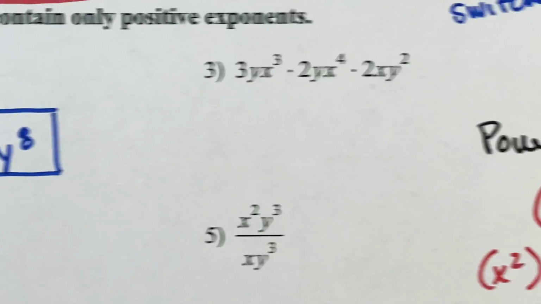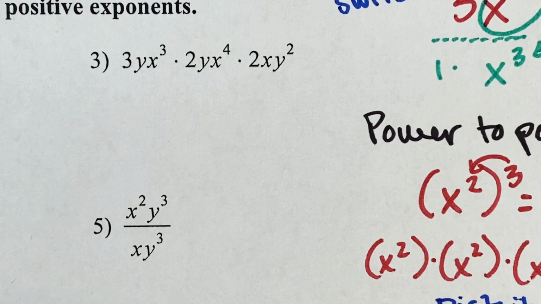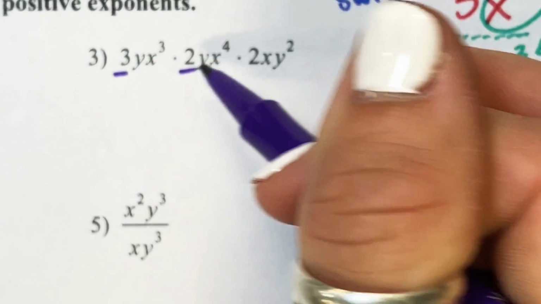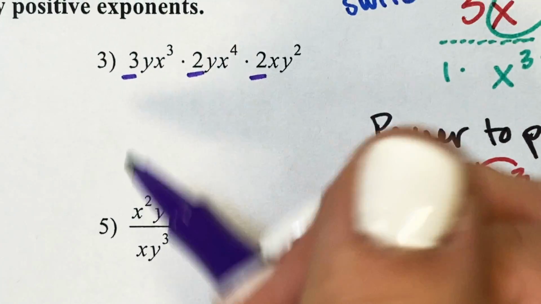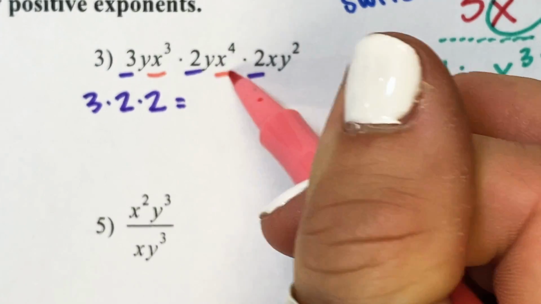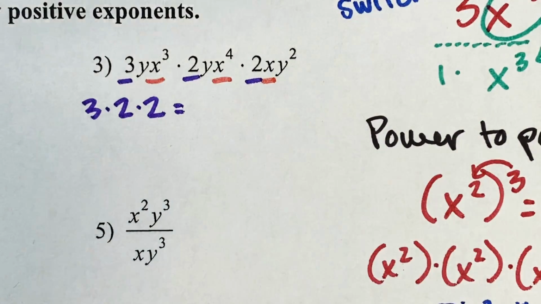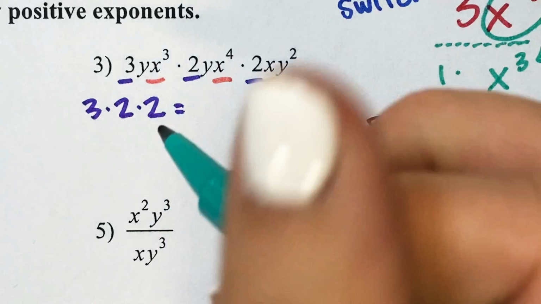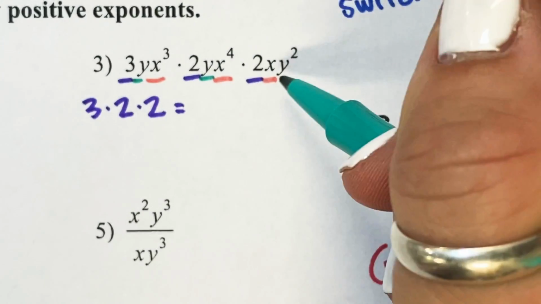Okay, let's do number 3. Okay, so let's label it again. So I have my coefficients in purple, 3, 2, and 2. So I know I'm going to have to just multiply my coefficients. So I have 3 times 2 times 2. We'll figure out what that is in a second. Okay, I have my x's in pink, x, x, and another x right there. Okay, and I have my y's in green, y, y, and y.